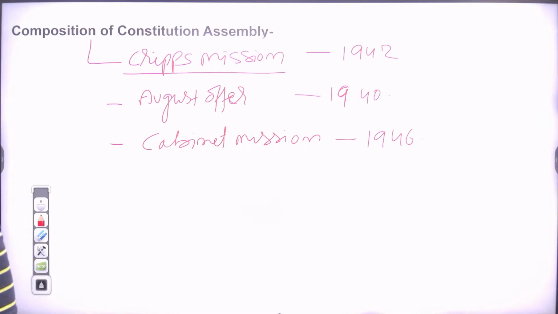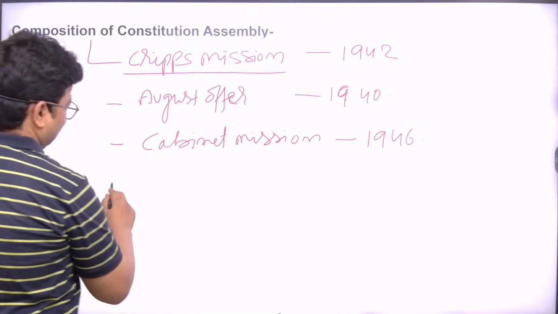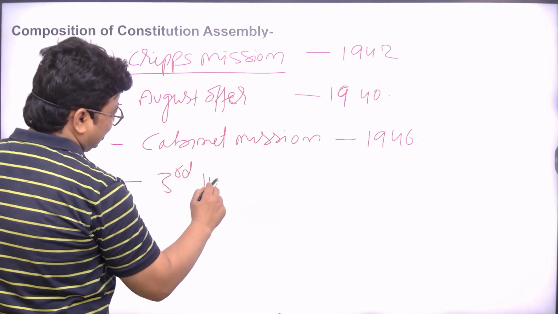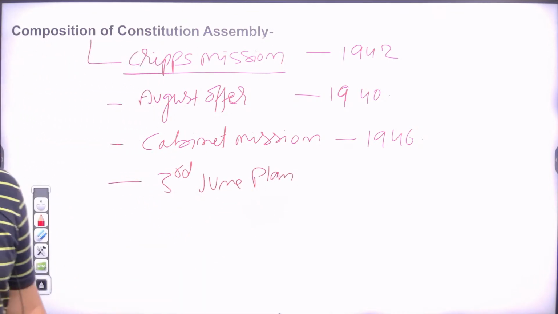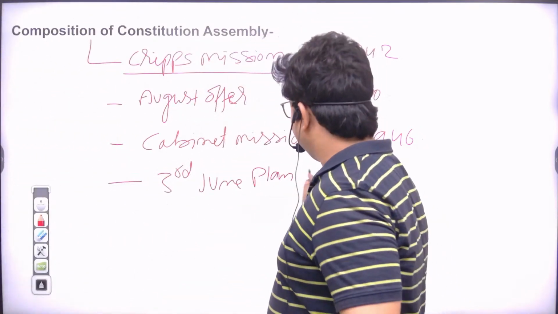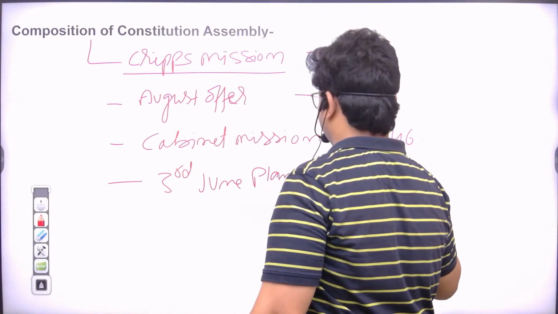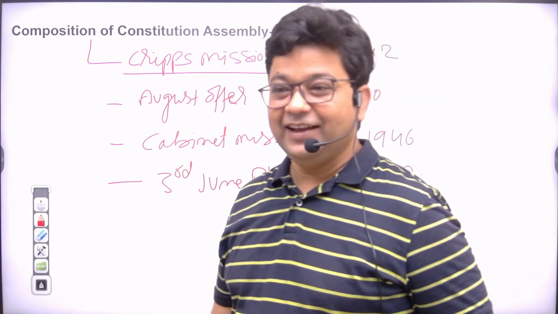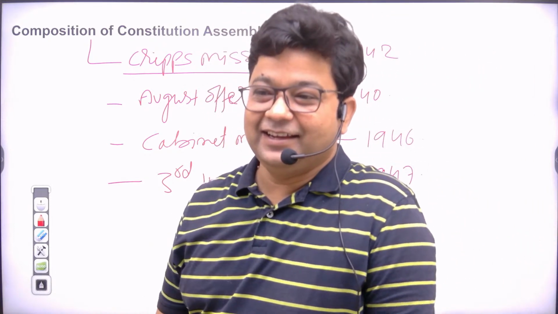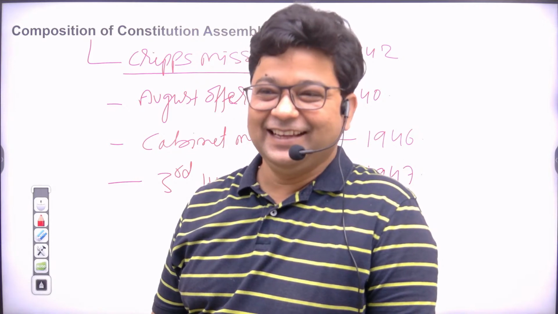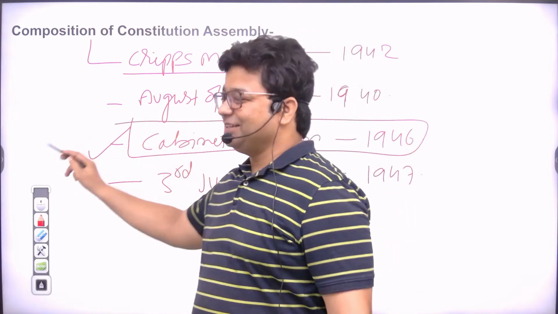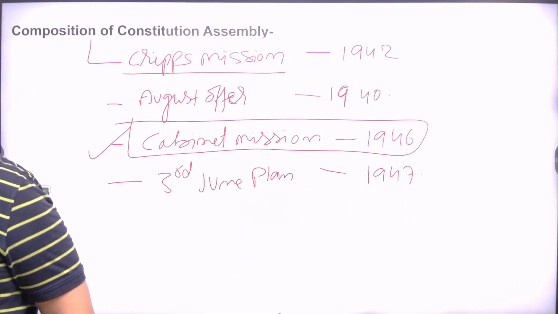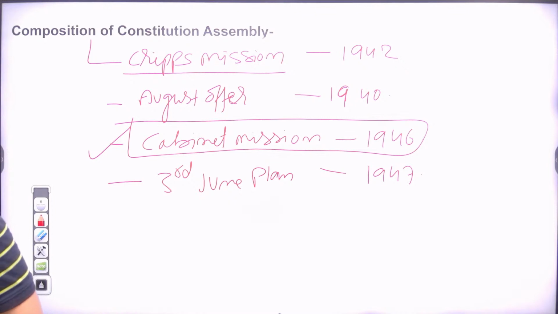So it was established on the basis of, yes, we got it, the 3rd June plan. And when did this 3rd June plan come? In which year? 1947. Right. But still you are wrong. The answer is the Cabinet Mission. So on the basis of the Cabinet Mission plan, this Constituent Assembly was established.